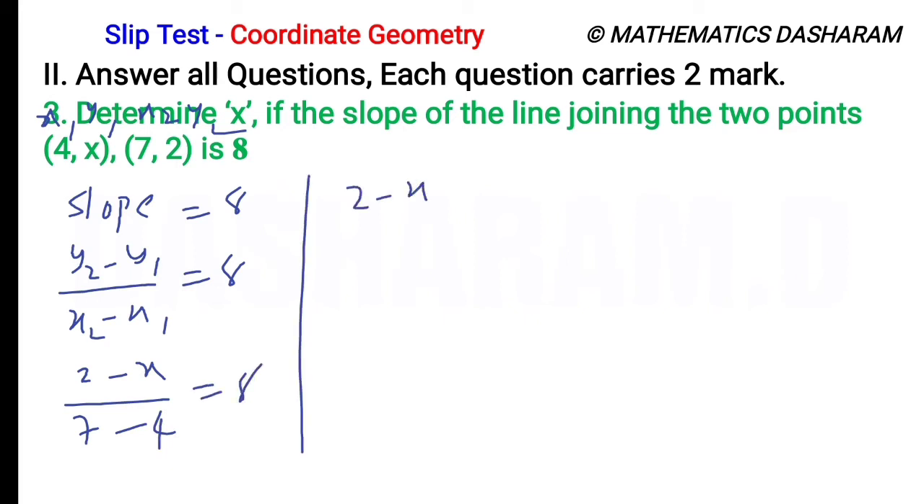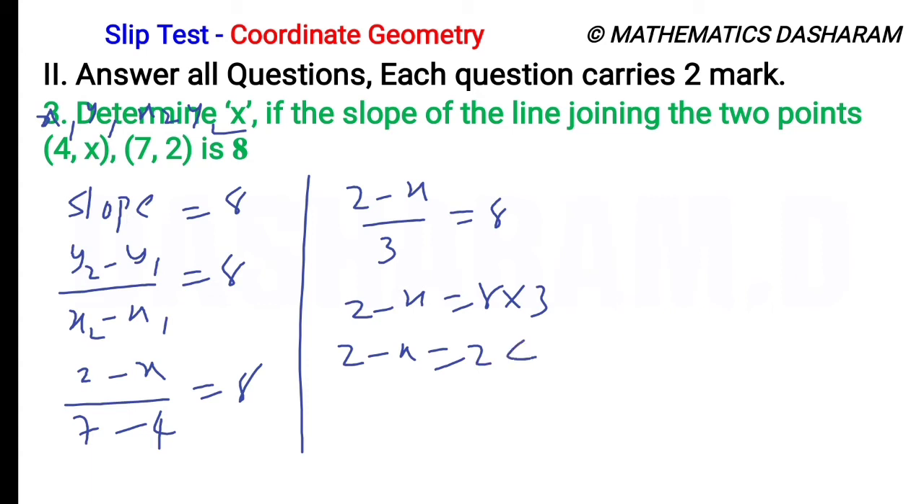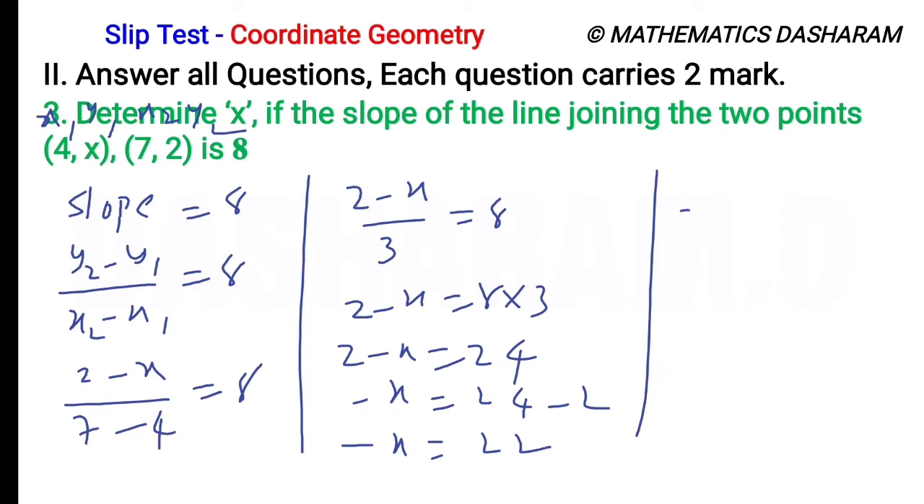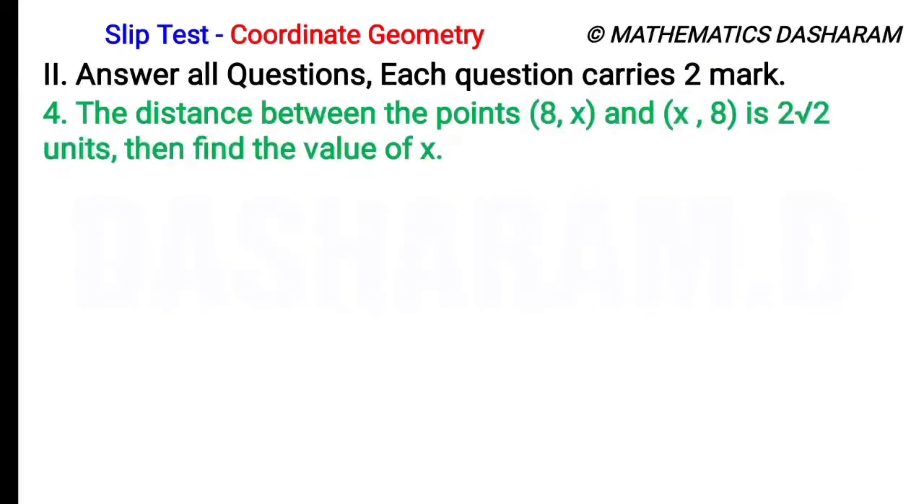Now (2 - x) divided by (7 - 4) which is 3 equals 8. Now 3 transposes to the RHS side. So 2 minus x equals 8 into 3. 2 minus x equals 24. Now 2 transposes to the RHS side. So minus x equals 24 minus 2, minus x equals 22. So the required answer is x equals minus 22.